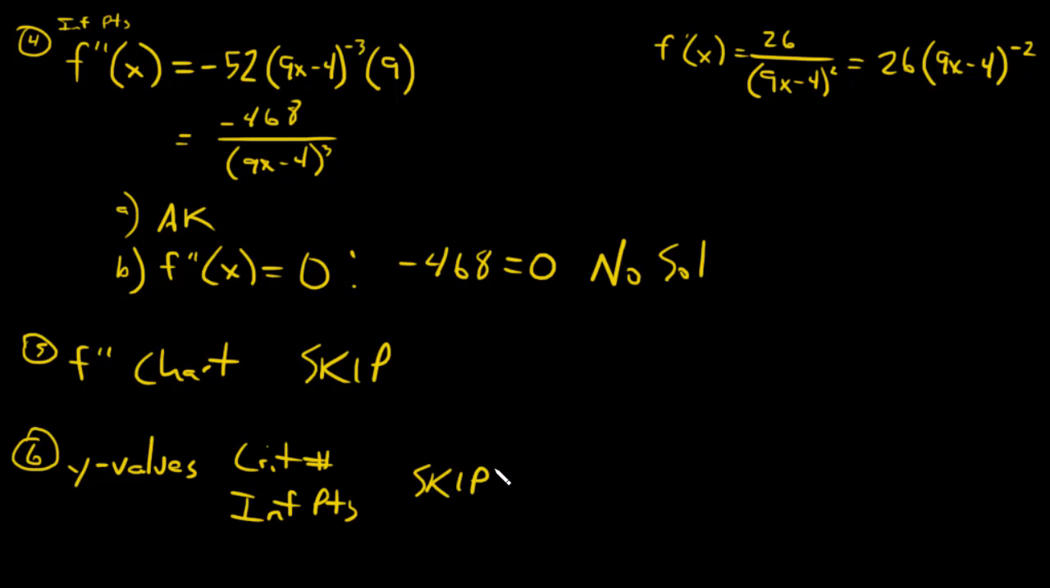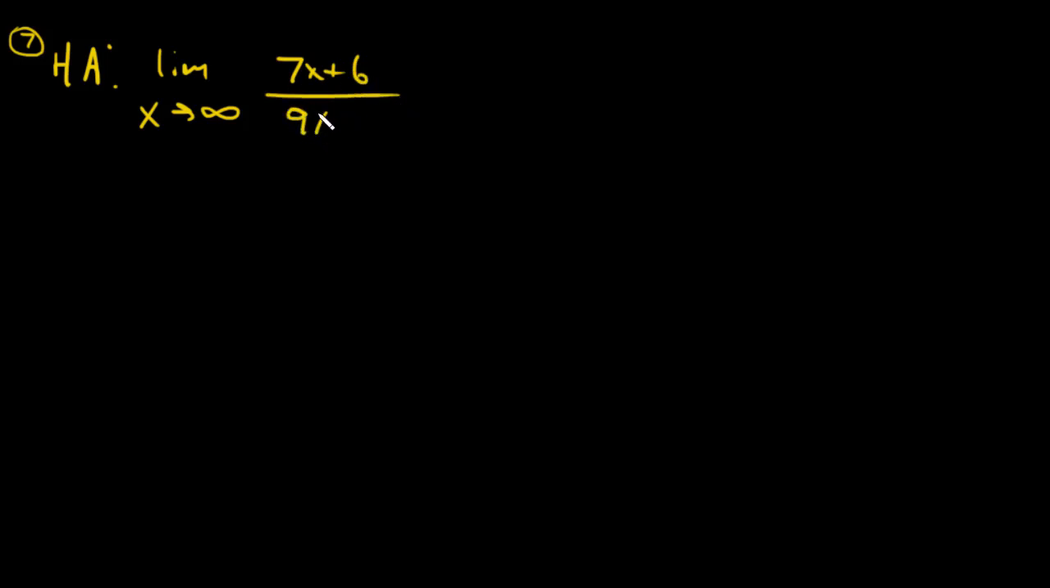Okay, so now we clear the page and we're going to move on to step 7. And step 7 now is going to be finding the horizontal asymptotes. We do that by taking the limit as x goes to infinity of our f of x, which was (7x + 6) over (9x - 4). Now, after having done a few of these, you can probably already tell that we're going to have a horizontal asymptote at 7/9, but let's go ahead and go through the steps.